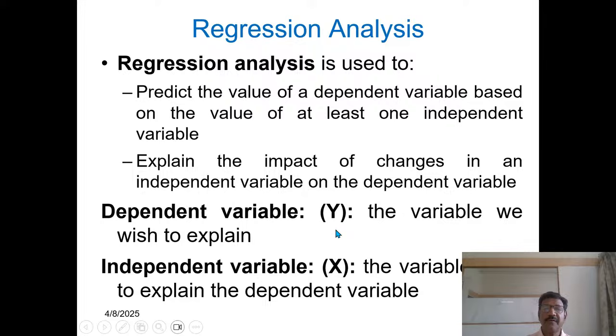What is the dependent variable? Y is there. Tree height is dependent on the trunk diameter. It is the variable we wish to explain. Independent variable means what? X is there. The variable used to explain the dependent variable. We can easily measure trunk diameter, and based on that we can calculate the height of the tree. X is known, y can be calculated. That's why y is the dependent variable that depends on x. X is the independent variable.